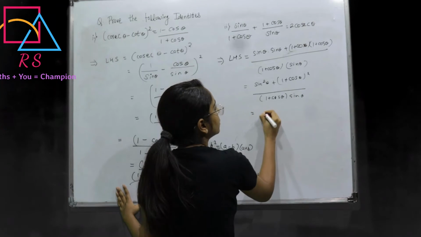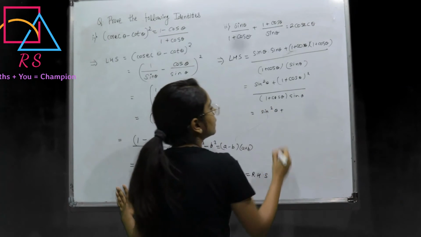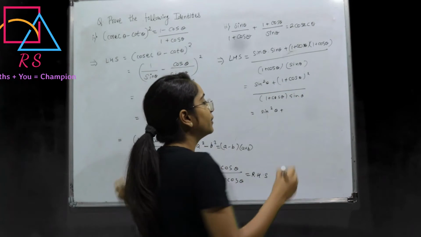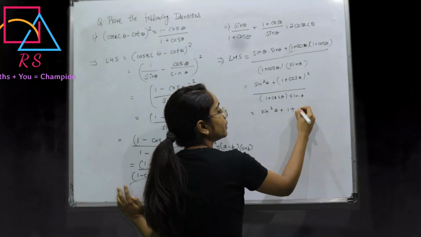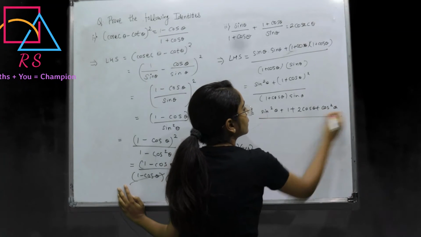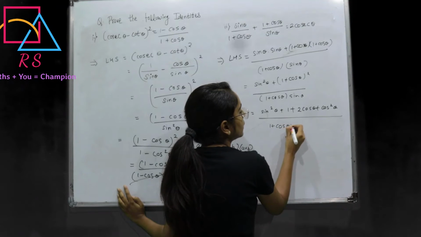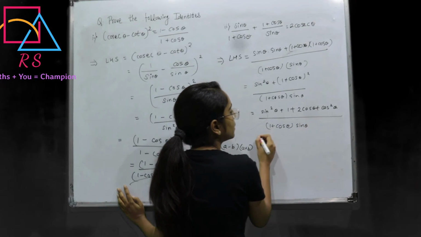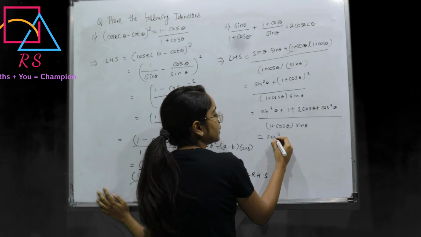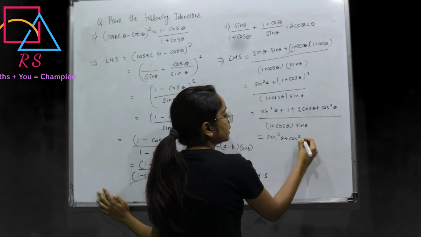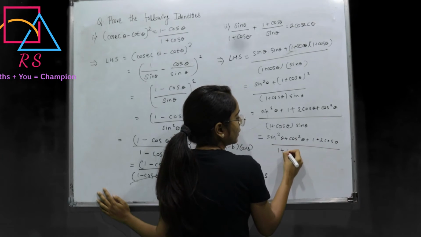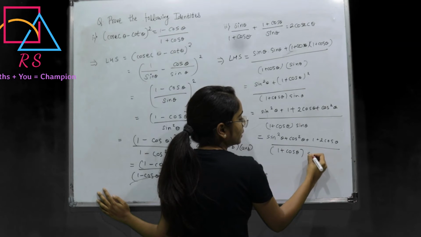I'll further simplify the numerator. Sin square theta plus, I'll use the formula of (a plus b) whole square, which is a square, 1 square, plus twice ab, 2 into cos theta, plus b square. 1 plus cos theta in the denominator will remain same. Sin square theta plus cos square theta is an identity, it will be written together. Sin square theta plus cos square theta, and the remaining part in numerator will be written as it is, 1 plus cos theta into sin theta.